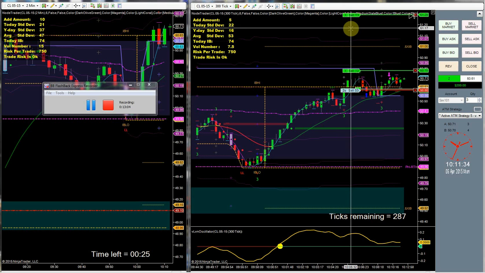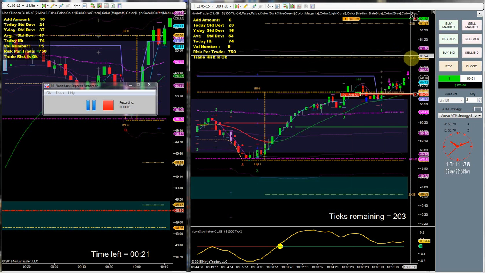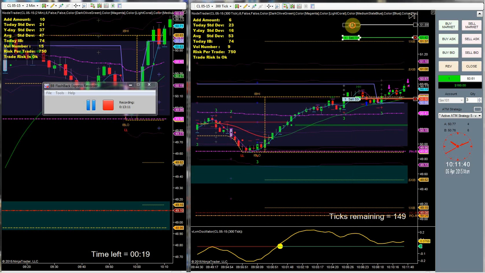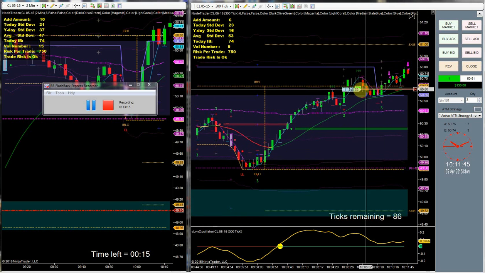Just in case we get some sort of a crazy spike up, we'll go ahead and push this up here somewhere. That way we can just manage it. And we'll go ahead and move this up to break even plus 1.